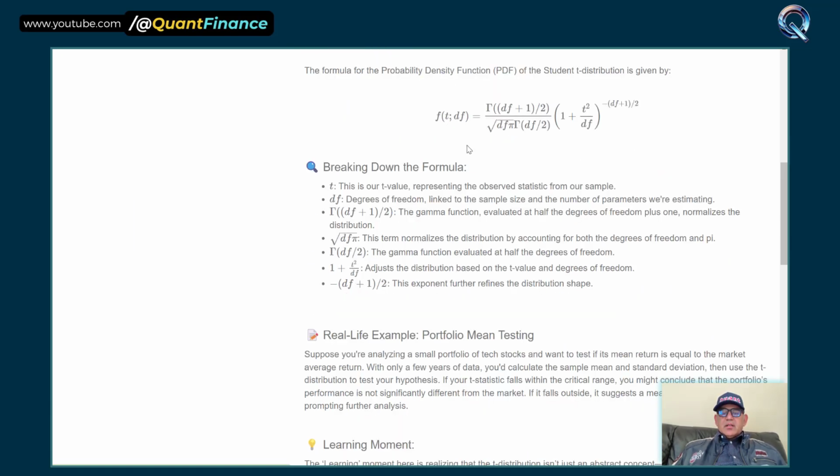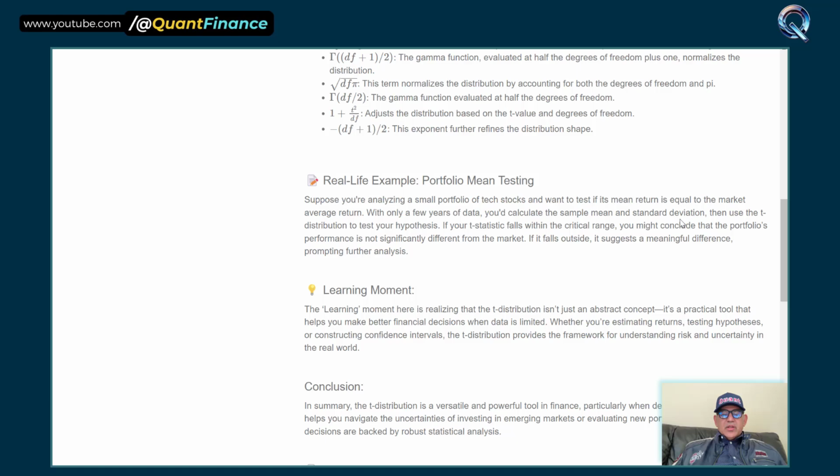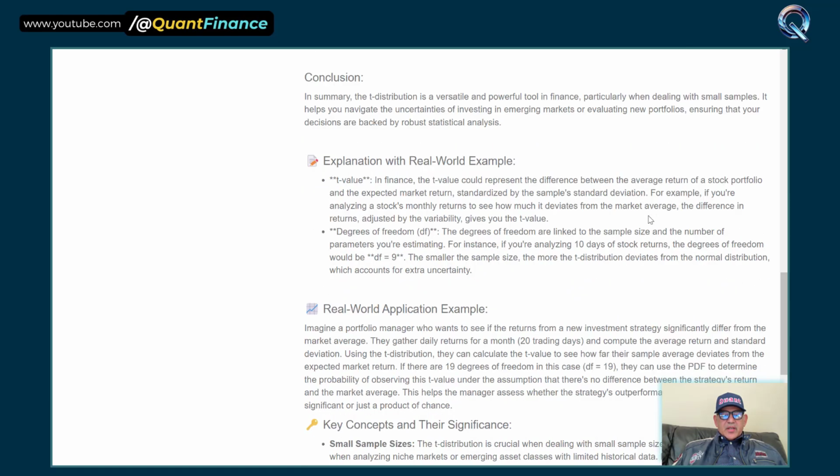Second thing in the formula you see is the given degrees of freedom. Degrees of freedom are linked to the sample size and the number of parameters we are estimating. So if in real life we are estimating, say, 10 days worth of stock returns, then degrees of freedom would be 9, because the parameter that we are studying is 1 and that is the mean.